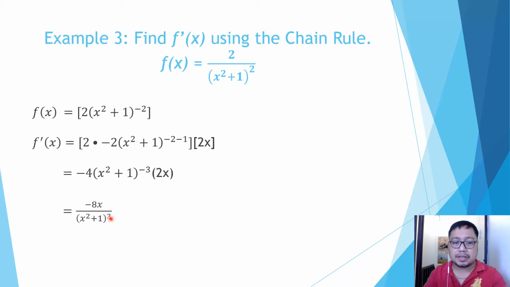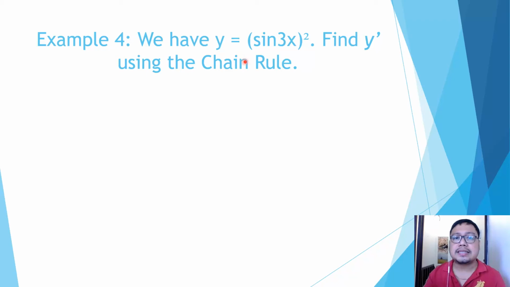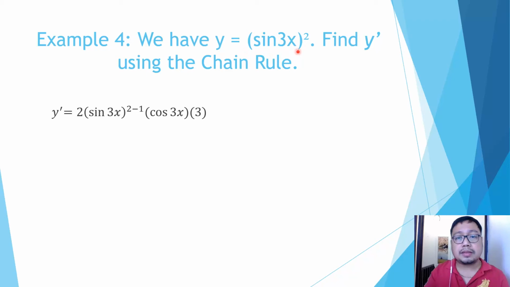Example number 4. We have y equals (sine 3x) raised to a power 2. Find y prime using the chain rule. Our outer, we use the power rule to find the derivative of the outer function. So that is 2 times (sine 3x) raised to n minus 1, 2 minus 1, times the derivative of the inner function, which is sine 3x. The derivative of sine 3x is cosine 3x, again times the derivative of the inner function, 3x. What's the derivative of 3x? That is 3. So we have 3 times 2 is 6.